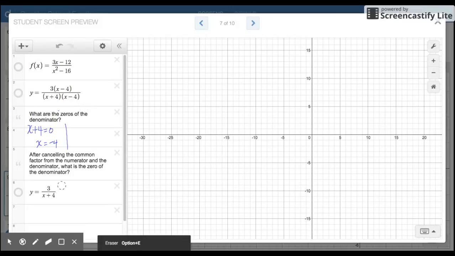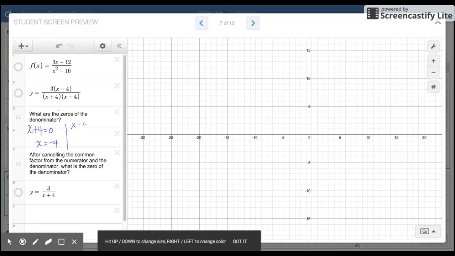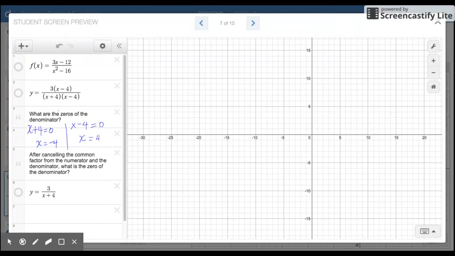All right, so there's another factor in the denominator, which is x minus 4. And we want to find out what will make it 0. So x minus 4 equals 0 becomes x equals 4. So when we plug in 4 into x, this denominator here becomes 0. Now, after we factor, we are going to cancel common factors. So we will cancel the x minus 4. And so the simplest form now is y equals 3 over x plus 4.